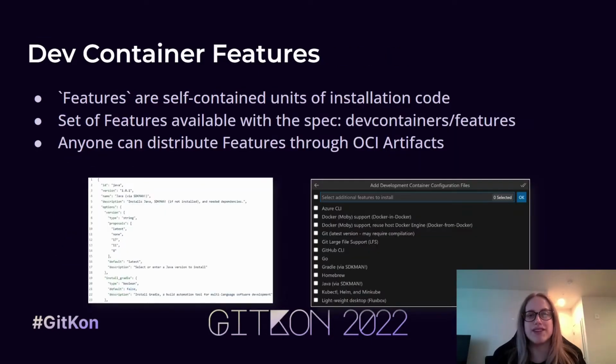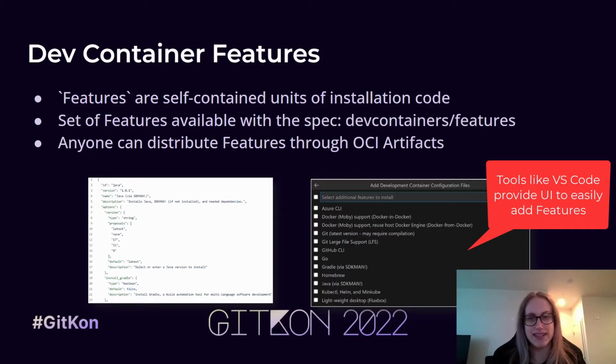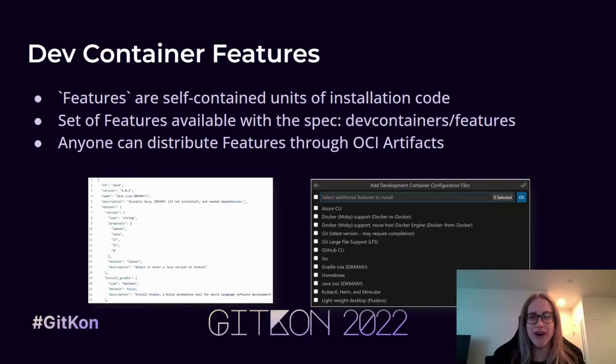A really great part of dev containers to highlight, and part of the specification that we're actively working on, is dev container features. Features are self-contained units of installation code, and they're designed to sit atop a wide variety of base container images. We do have a set of features available as part of the spec that we're maintaining, so you can find that at devcontainer/features on GitHub, and anyone can create and distribute features as OCI artifacts. So now that we've gotten a quick rundown of what dev containers are and the specification, let's go ahead and see what they look like in action with some demos.